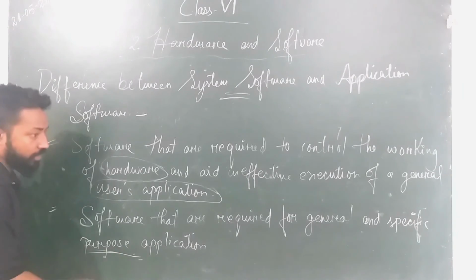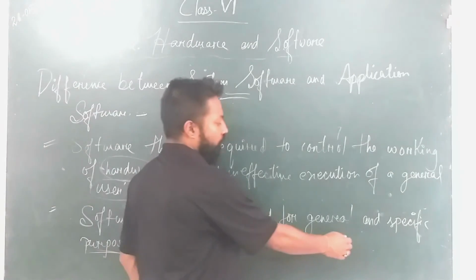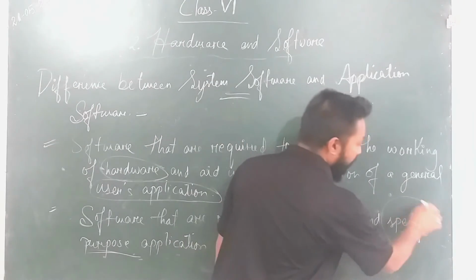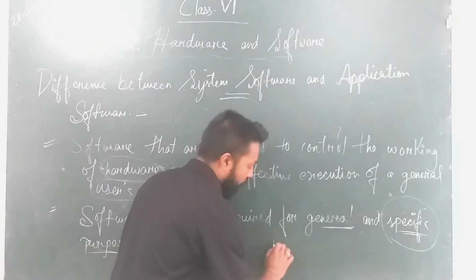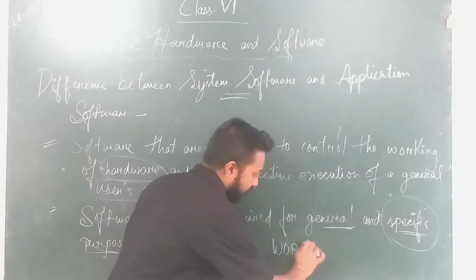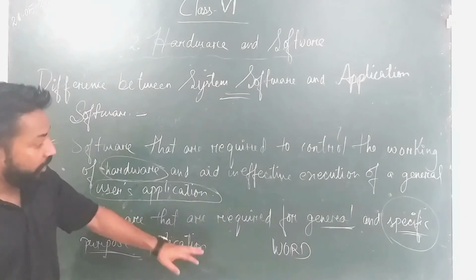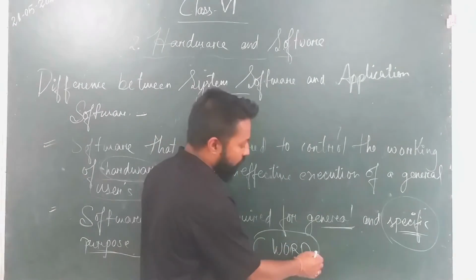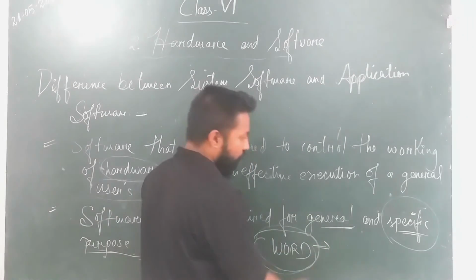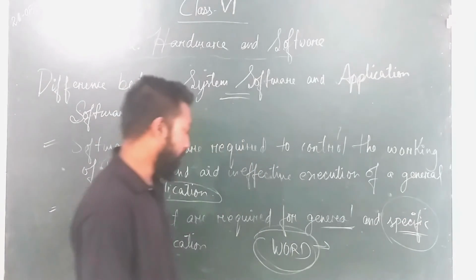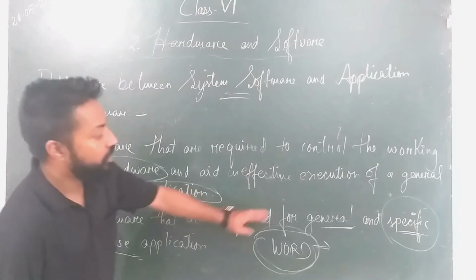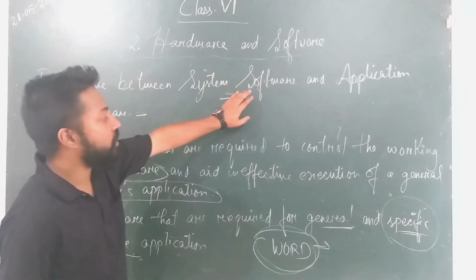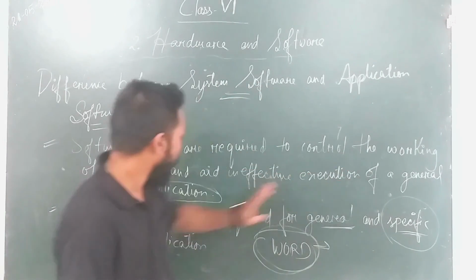Next, application software is required for general and specific purposes. These are the simple software used for general and specific purposes. Specific means for a particular work, like MS Word. MS Word is an example of application software, since it is used for doing a particular work. You cannot do any other work in this software. Such software used for general and specific purposes is called application software. And system software is software which only controls the working of hardware.